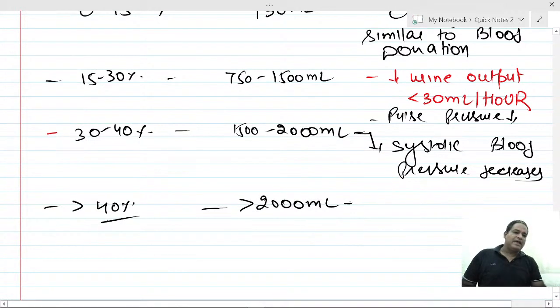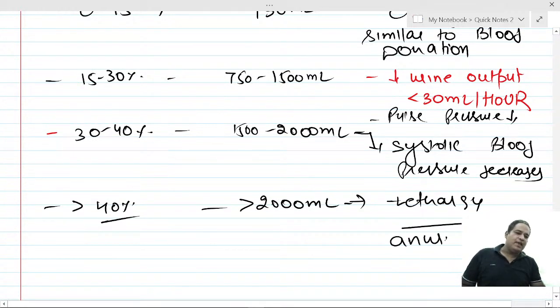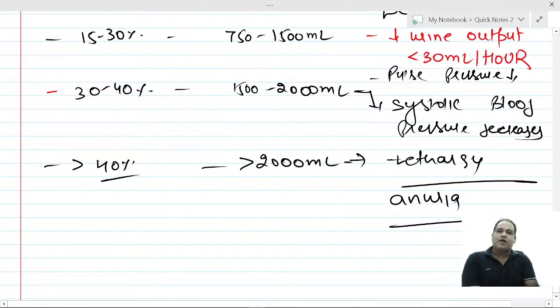Fine. At that time, what will happen is the patient will go into lethargy and there will be anuria. So these are the symptoms of shock.